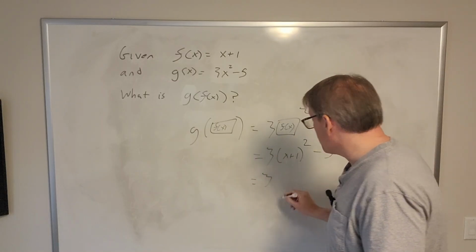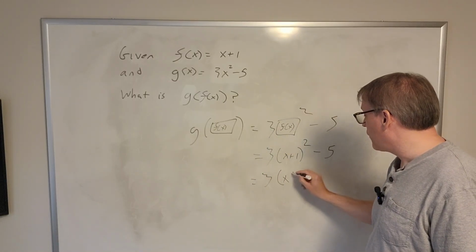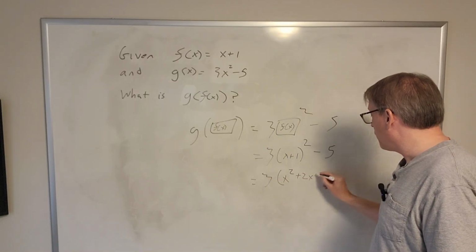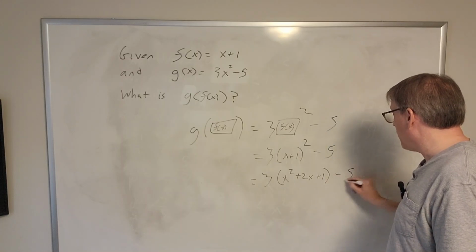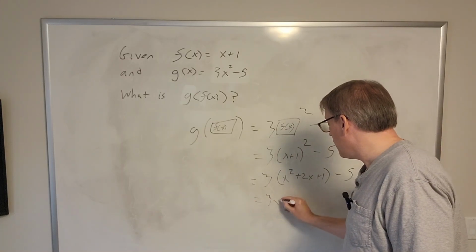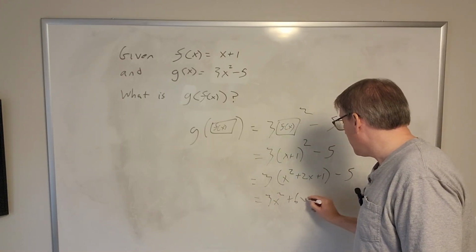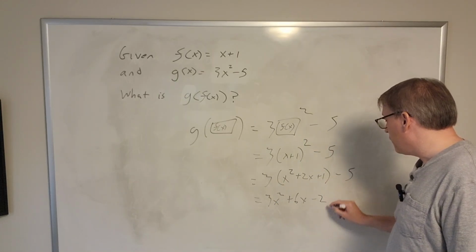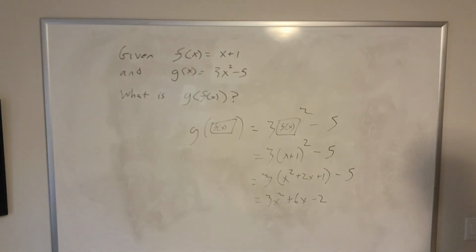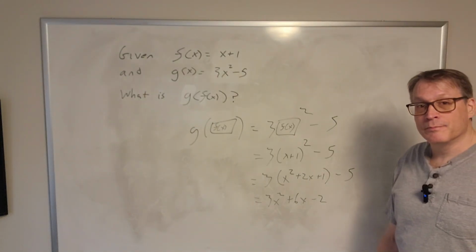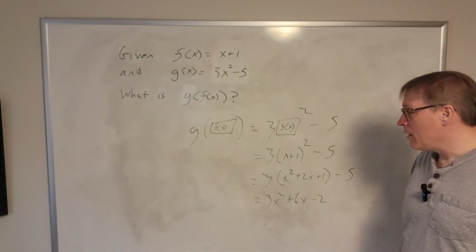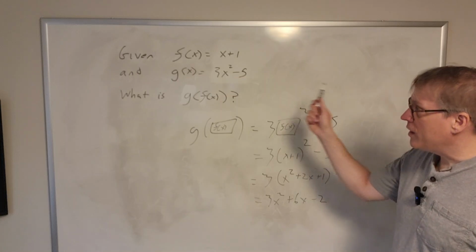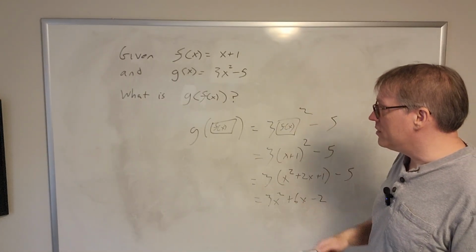And this is where your algebra comes in. This is x squared plus 2x plus 1 minus 5, which equals 3x squared plus 6x, distributing 3, plus 3 minus 5 is going to be minus 2. 3x squared plus 6x minus 2. Good? Good. All right. This is the most standard way they would give this to you on the ACT.